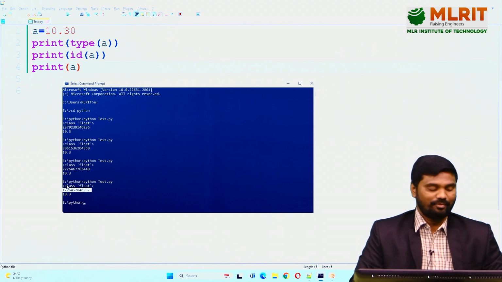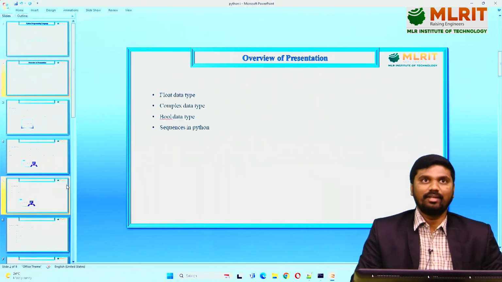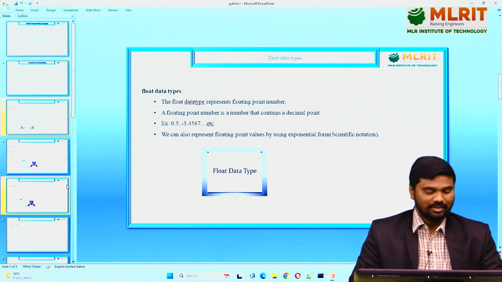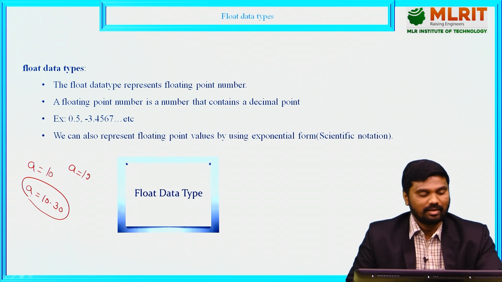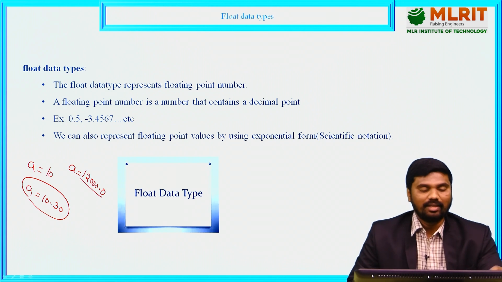Next, in float, we can represent the float values in scientific notation, which we can call exponential form. How can we represent exponential form values? For example, a equals, I have one value, 12,000.0. This is a float value. Now I need to represent this float value in scientific notation, that is, exponential form.